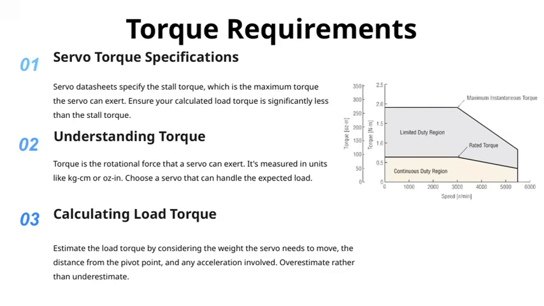When selecting a servo, you want to make sure it can handle the load you expect it to move. To estimate the load torque, think about the weight your servo needs to move and the distance from the pivot point, because torque increases with distance and any acceleration involved. And I always recommend overestimating your load torque rather than underestimating it. That way, you ensure your servo has enough power and there's a safety margin built in. So, understanding these torque requirements and how to estimate load torque is key to choosing the right servo for your project and making sure everything operates smoothly and reliably.